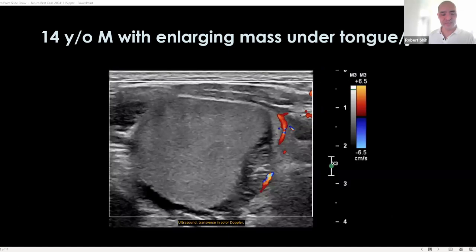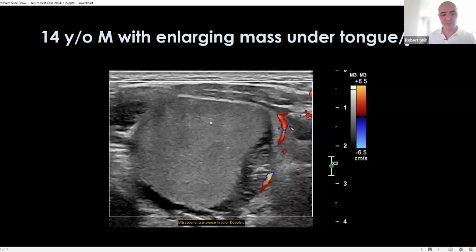This is a 14-year-old male presented with an enlarging mass under the tongue and jaw, slightly eccentric to the left. As they often do in children with something relatively superficial, they started with an ultrasound. They placed the probe underneath the chin and ultrasounded upwards into the floor of the mouth and saw this cystic lesion with uniform low echoes and no internal vascularity. And that corresponded to the palpable abnormality.